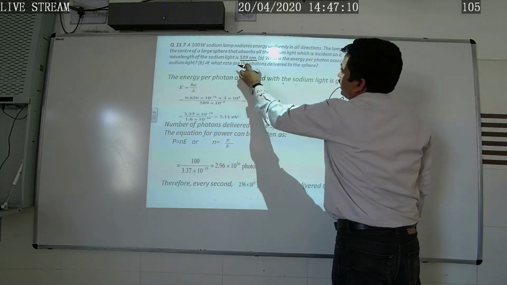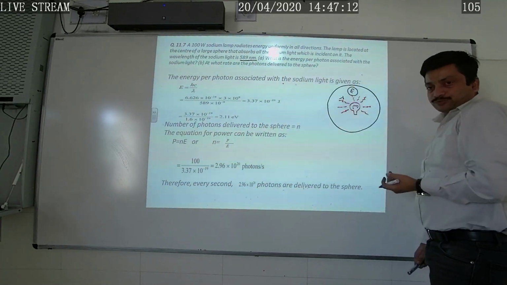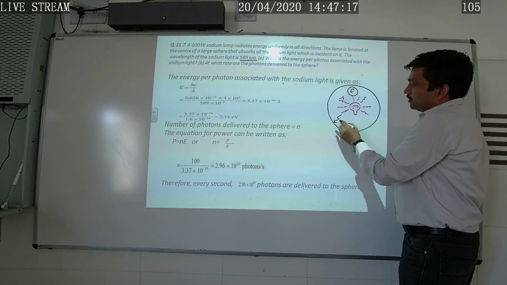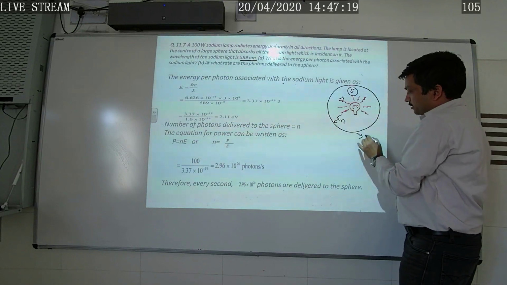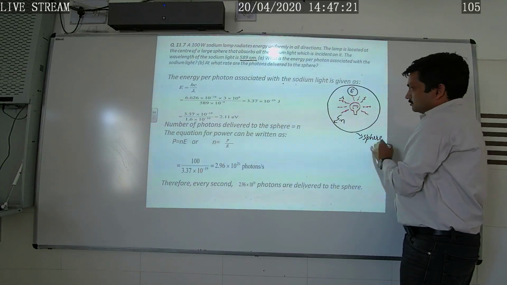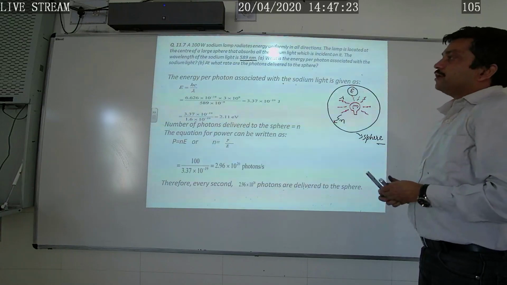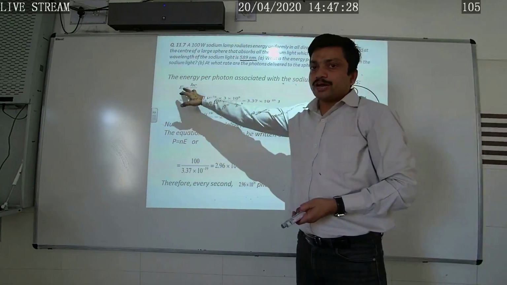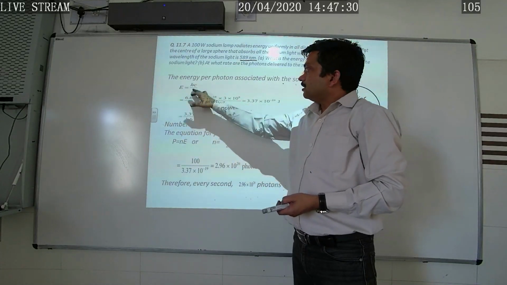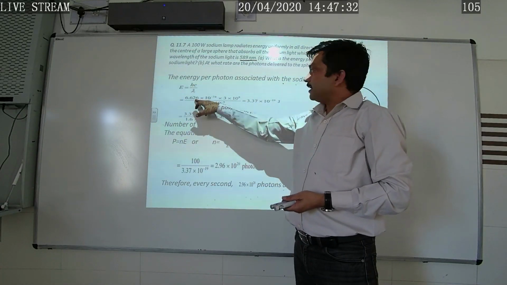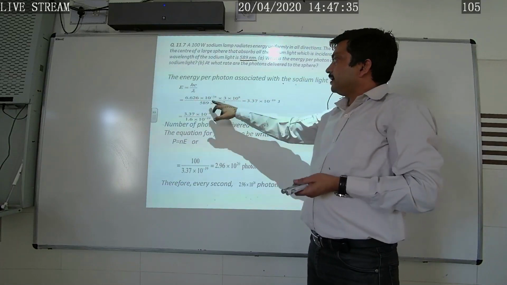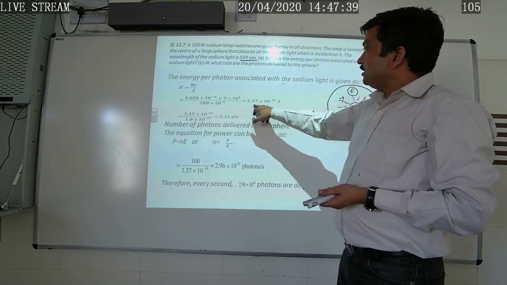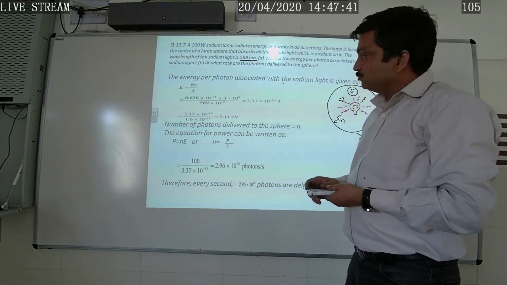After that, at what rate are the photons delivered to the sphere? What rate means the number of photons delivered to this large sphere by this sodium lamp. This thing we want to calculate. As we know, the energy per photon is given by E is equal to hc by lambda. Simply putting the value of Planck's constant, speed of light and wavelength of light, we get the answer 3.37 into 10 power minus 19 joule.